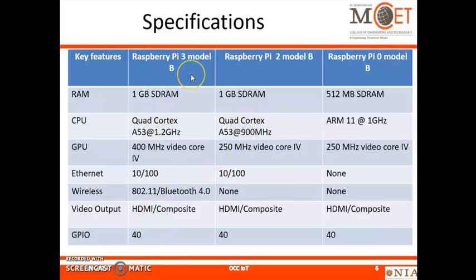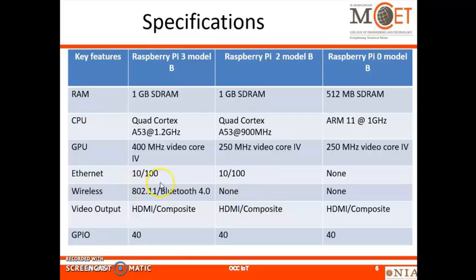So the Raspberry Pi 3 model has 1 GB SDRAM, and Pi 2 has 1 GB SDRAM, and Pi 0 has 512 MB SDRAM. Coming to CPU, Central Processing Unit, the Quad Cortex A53 is the processor which is used in Pi 3, and the processing speed is about 1.2 GHz. And in Pi 2 also Quad Cortex A53 processor is used, and the processing speed is about 900 MHz. And GPU, this is graphics processing unit, for Pi 3 up to 400 MHz VideoCore 4 is used, and in Pi 2 it is 250 MHz, and in Pi 0 the same.